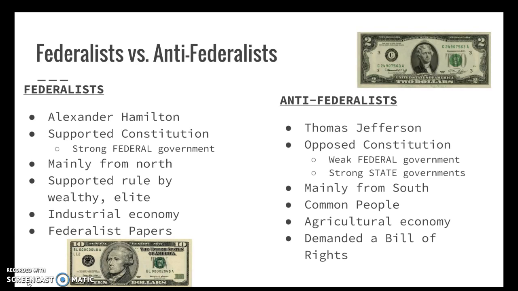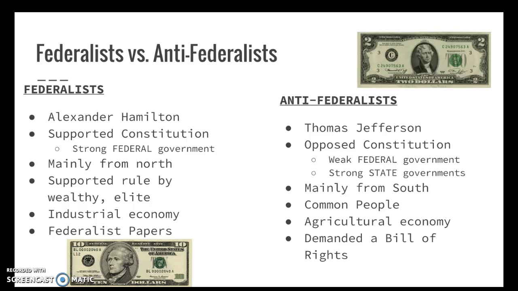On the other side, you have the Anti-Federalists. Thomas Jefferson was their main leader. Here he is on the $2 bill. The Anti-Federalists opposed the new Constitution. They did not like the idea of a strong federal government, which is what the Constitution did. It created a strong federal government, a much stronger federal government than the Articles of Confederation. They wanted the state governments to stay strong, so they did not like the Constitution.